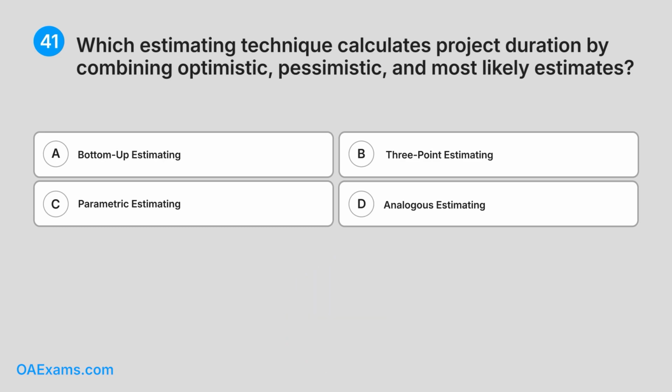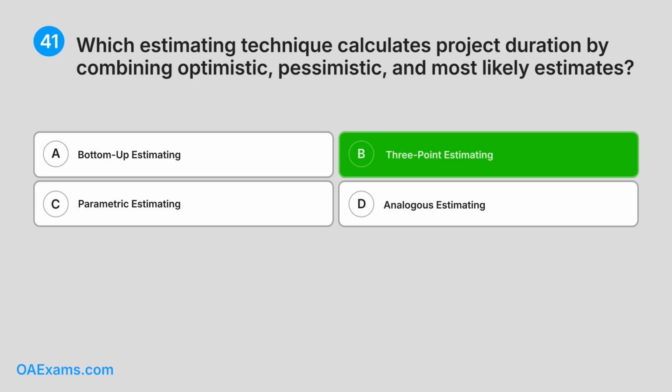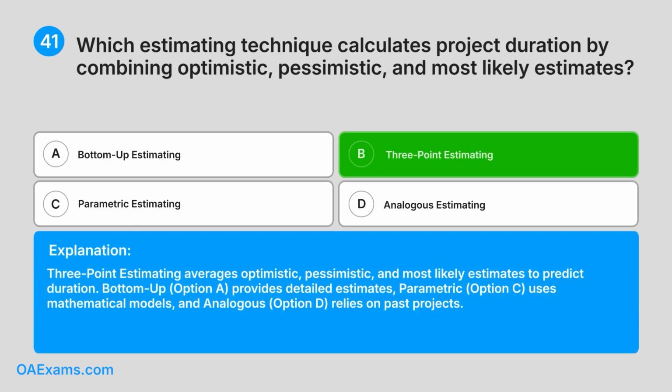Correct answer: B. 3-point estimating. Explanation: 3-point estimating averages optimistic, pessimistic, and most likely estimates to predict duration. Bottom-up, option A, provides detailed estimates. Parametric, option C, uses mathematical models, and analogous, option D, relies on past projects.